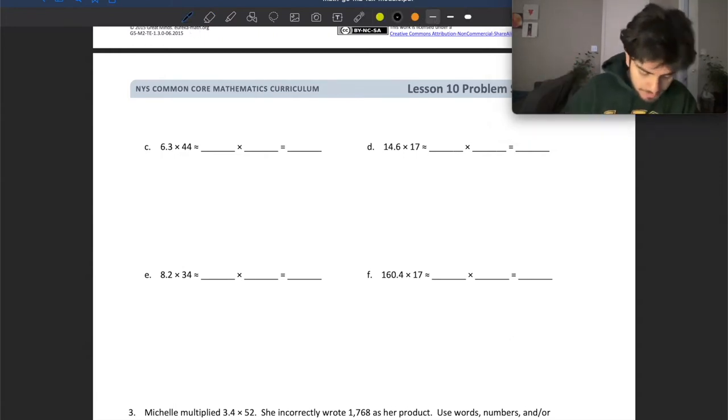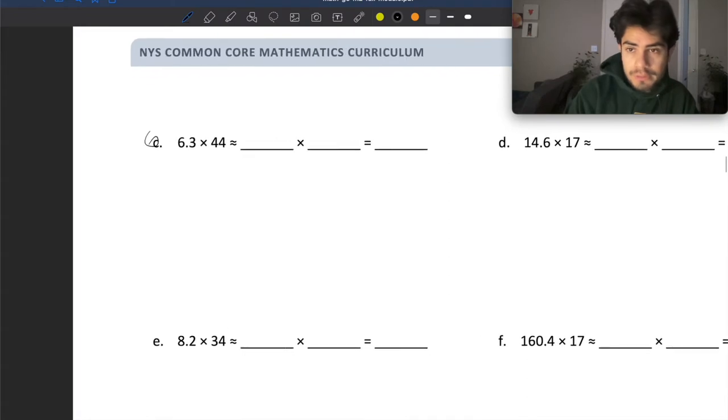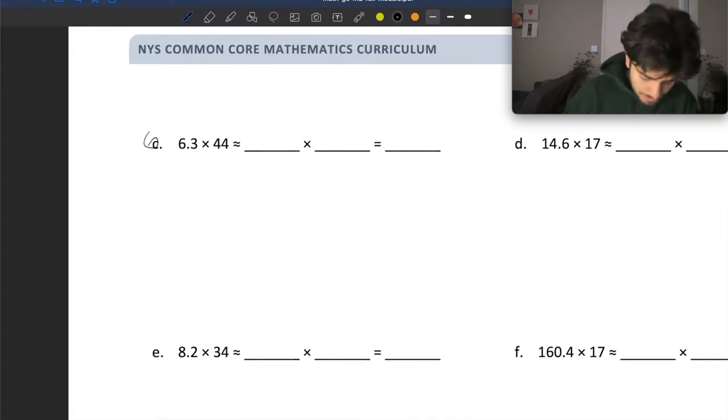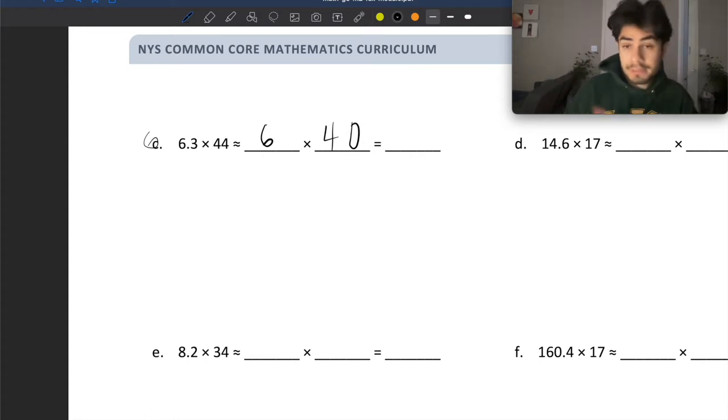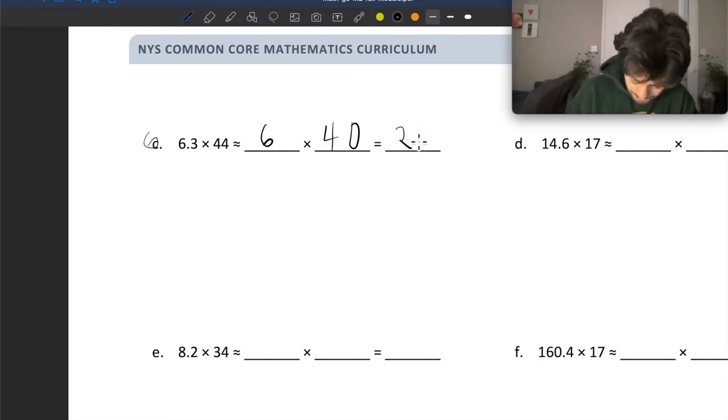Okay, so I'm going to take a look at C here. Let me zoom in. There we go. In C, you have 6 3/10 times 44. 6 3/10, I'm going to simply round to 6. 44, I'm going to round to just 40. 6 times 40, I know, is going to be 240.